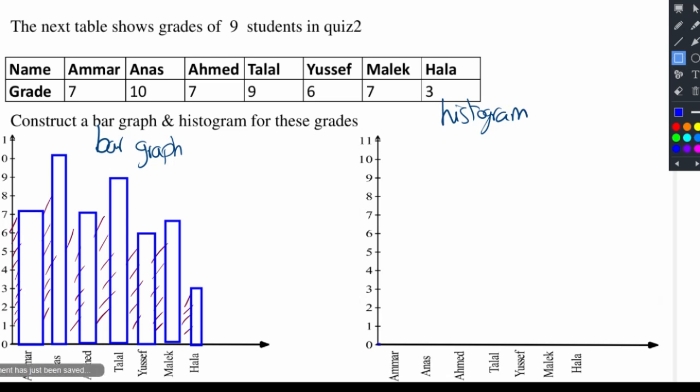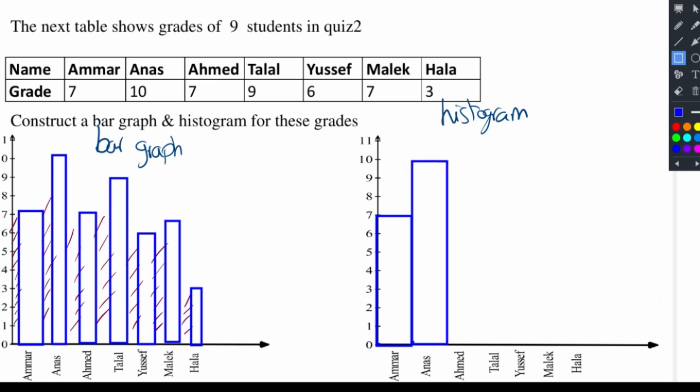So we begin from the axes here. Ammar is 7. And Anas, from the end of Ammar, starts Anas. Anas is 10. You see? No spaces. Ahmad. Ahmad is 7.